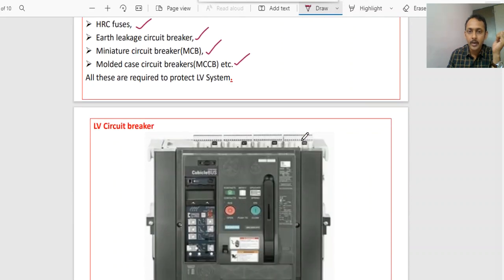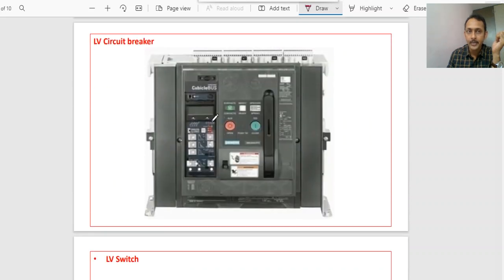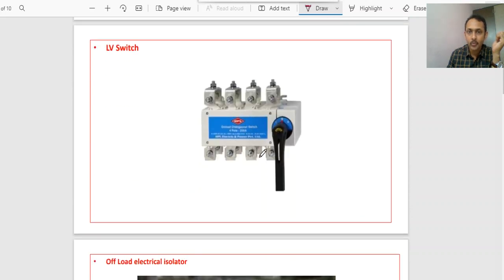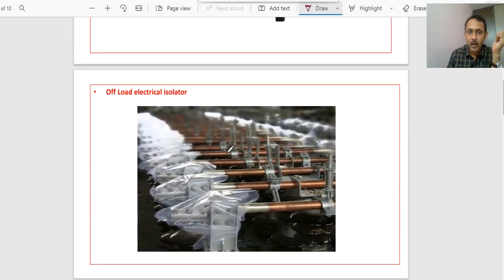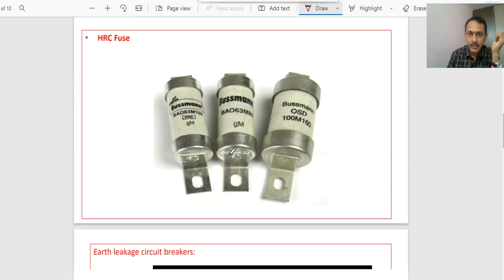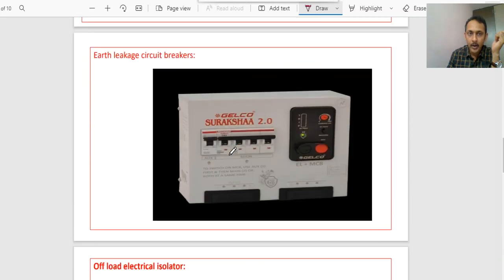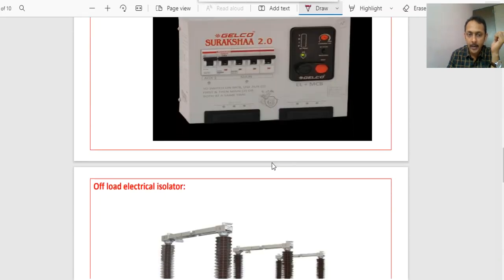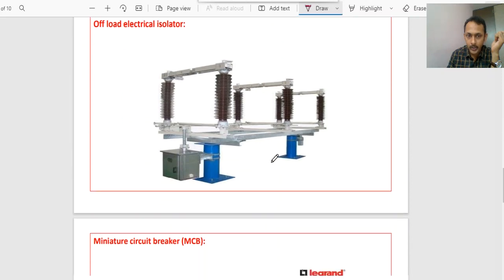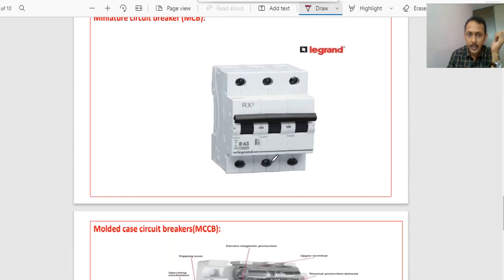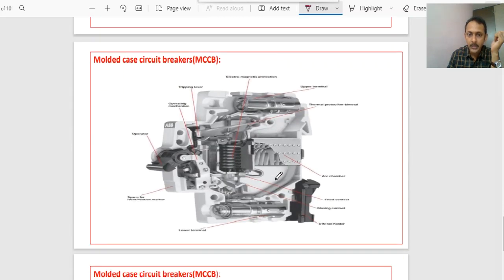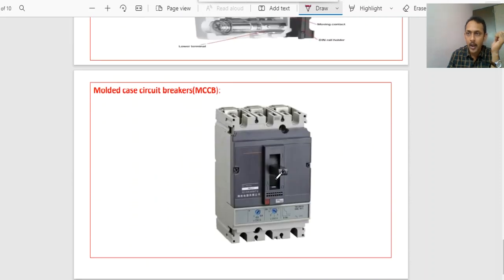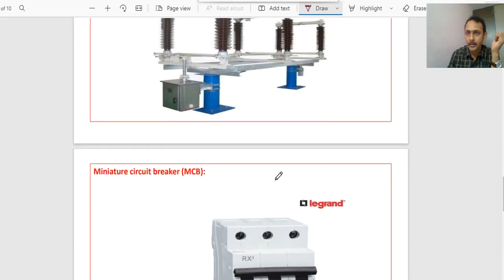Here if you observe their physical components, this is the low voltage circuit breaker, and this one is the low voltage switch, and here we have off-load electrical isolators, and this is the HRC fuse, and this one earth leakage circuit breaker and off-load electrical isolator, and this is the MCB, and this one is the MCCB. Like this we are going to have different components in the low voltage switchgear, right?